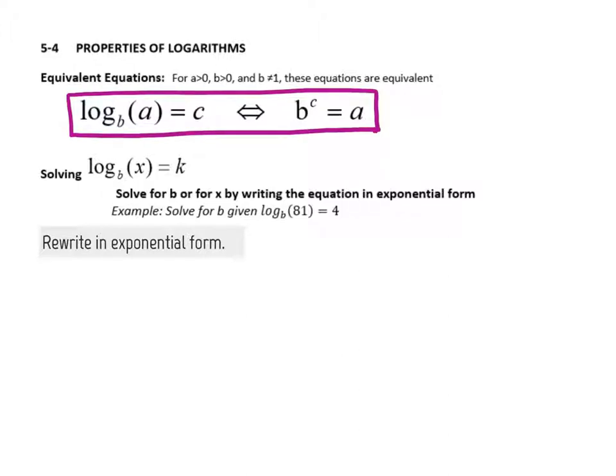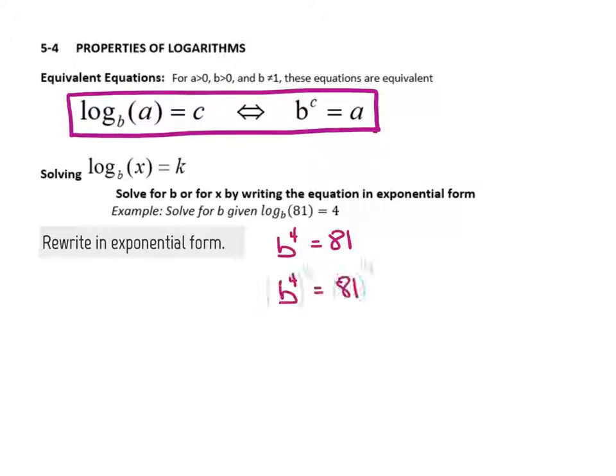So if we solve for b or for x by writing a log function in its equivalent exponential form, we're going to look at log base b of 81 equals 4. And our first step will be to rewrite it in exponential form. So the b will be our base, the 4 will be the exponent, and it will be set equal to 81. So b to the 4th equals 81.